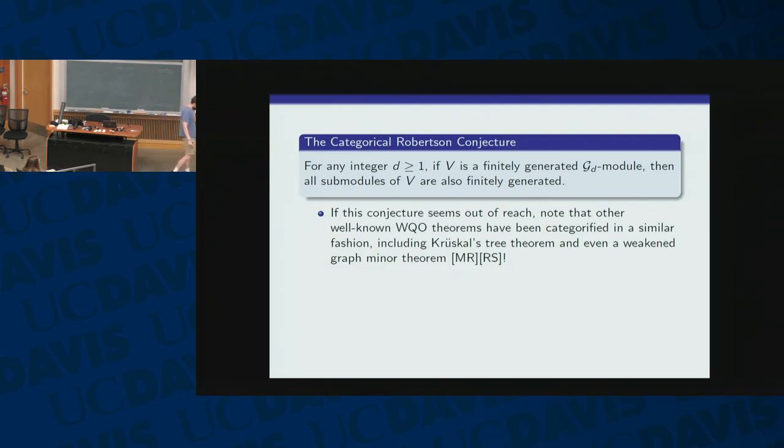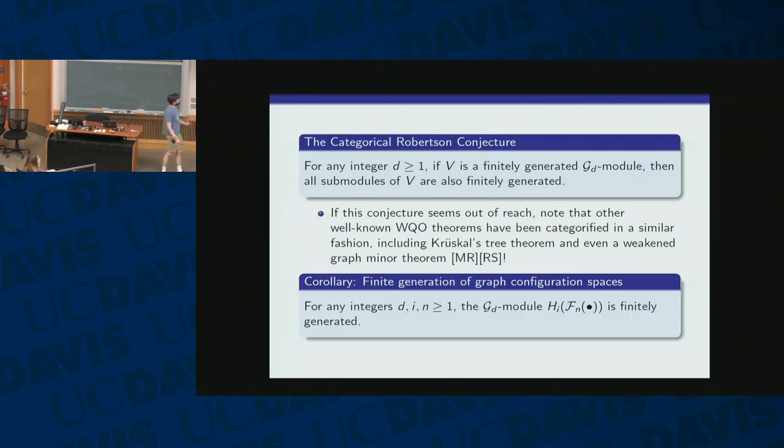So this might seem really abstract and totally out of reach, but I'll just say that other well-known well-quasi-order theorems have been categorified in a similar fashion, including Kruskal's tree theorem, which was done by Daniel Barter, and independently myself and Nick Proudfoot, and even a weakened version of the graph minor theorem, which was done by myself and Dane Miyata.